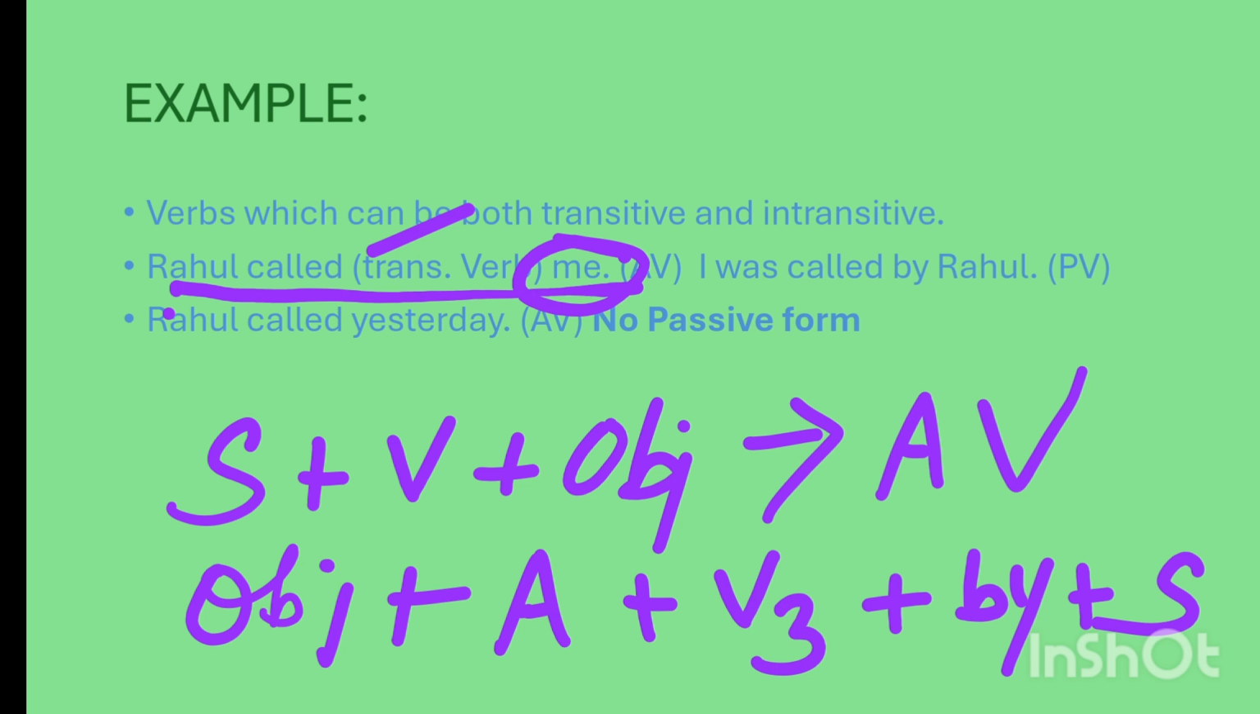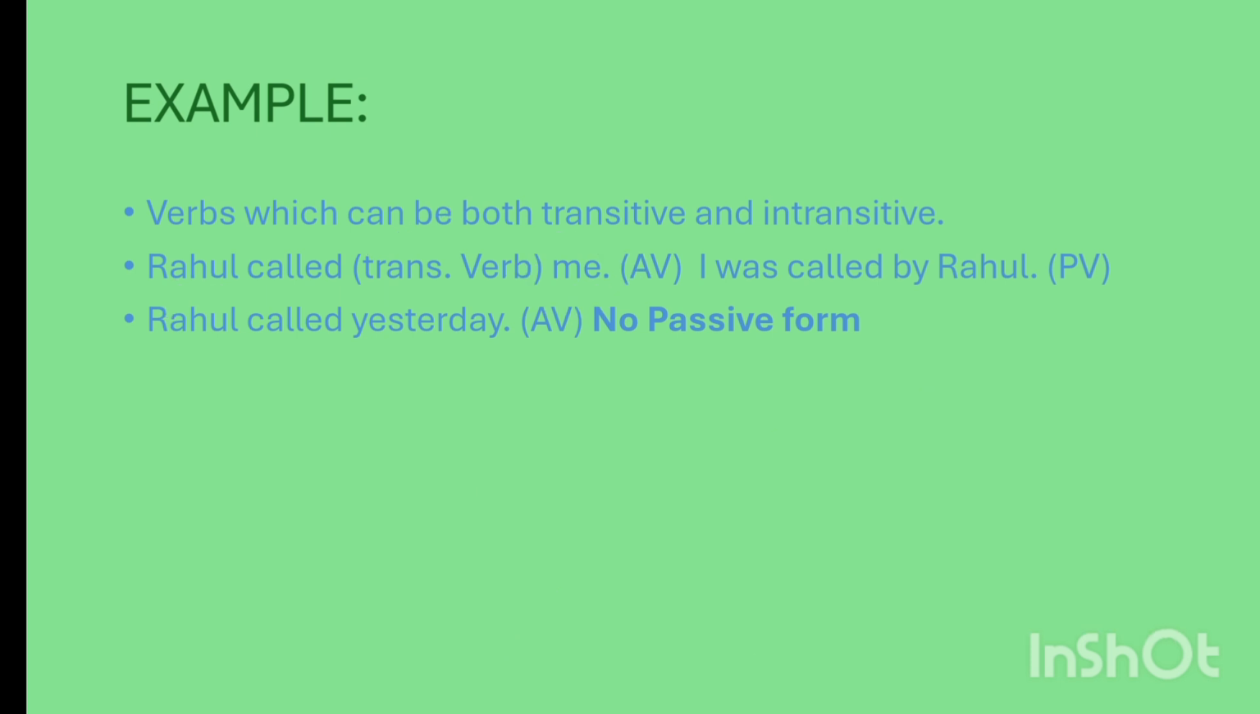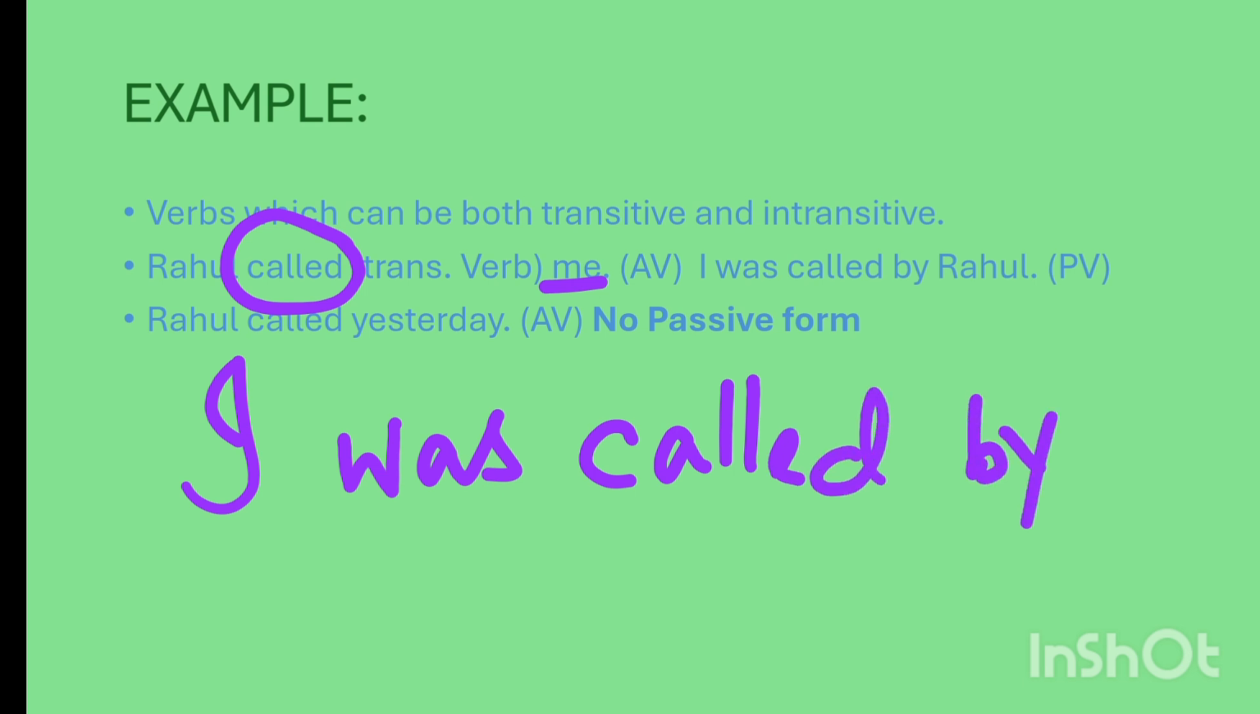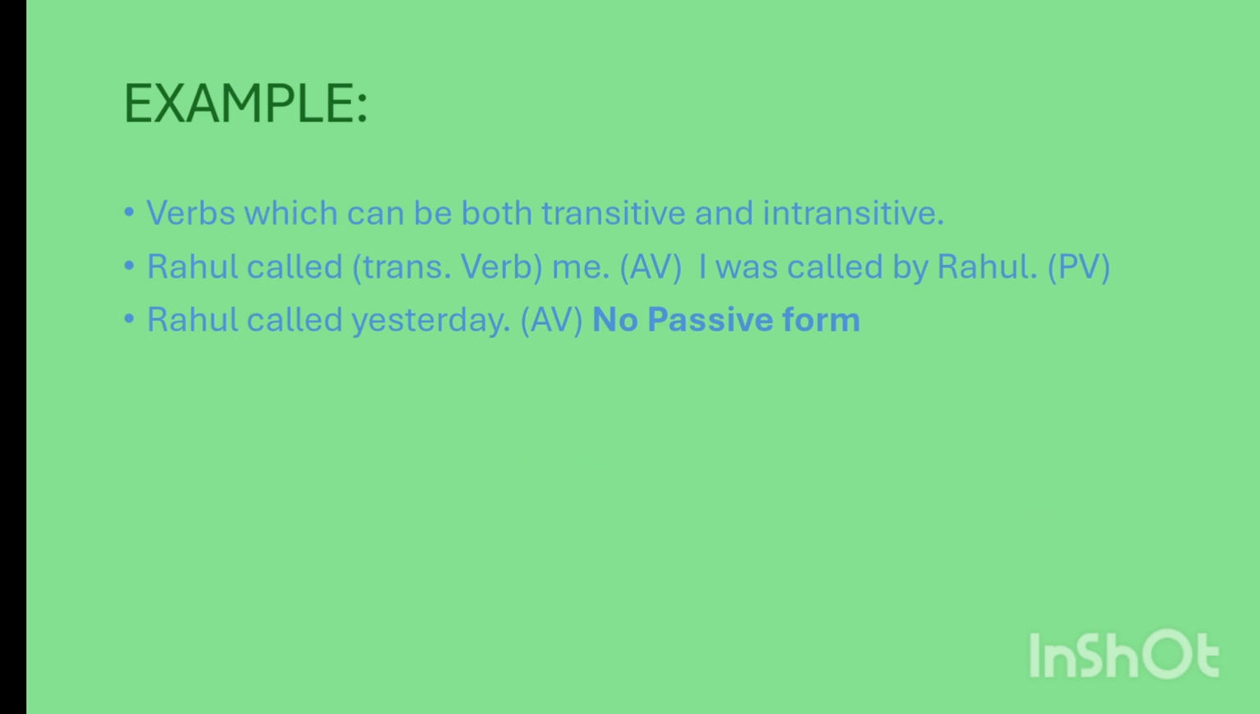In this case, Rahul called me. So me is the object. The object will become the subject. If the object is me, what is the subject pronoun? That will be I. Now we have to see the tense of the verb, called, simple past tense. So it will be was. I was, then the third form of the verb. The third form of the verb is called. Then we have to write the preposition by. I was called by whom? By Rahul. Now we could form the passive voice of this sentence because there is an object, because the verb is transitive. Okay, let's see the next one.